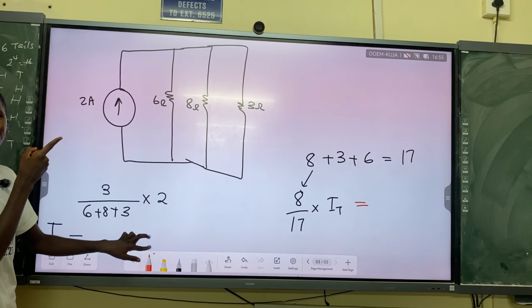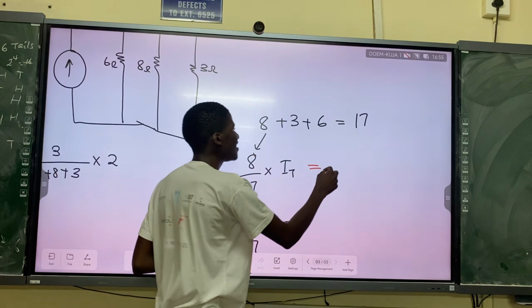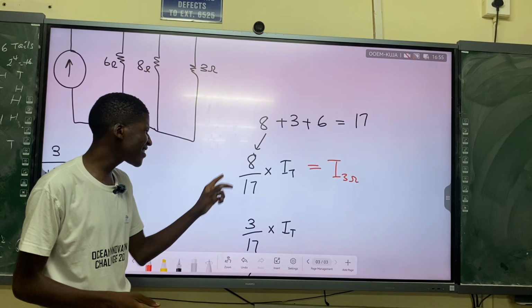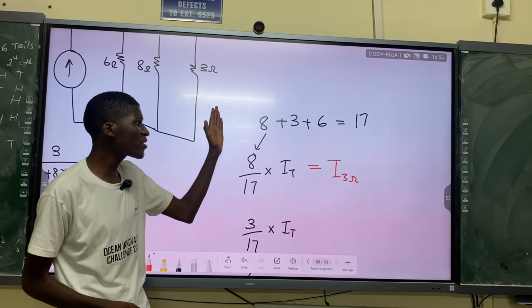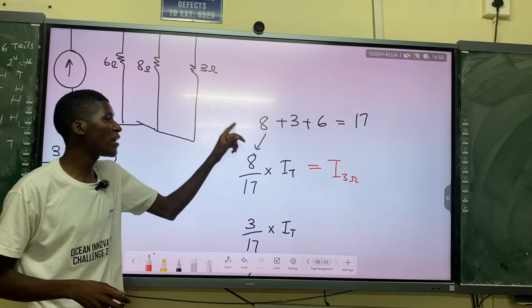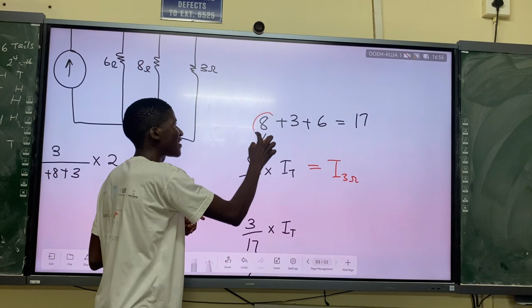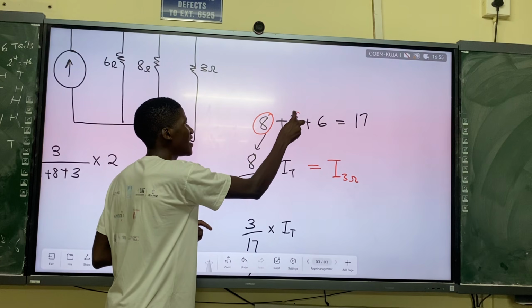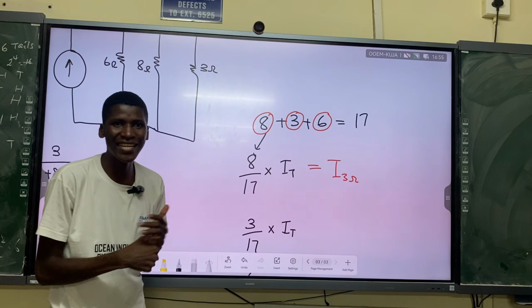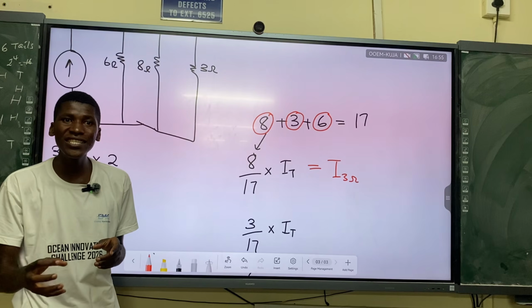For 3 ohms. So this 8 over 17 current is for which resistor? For 3 ohms. How do you see that? This is just a basic number: 8 over 17. First you add your ratio, first you add everything together. Then you would have 3 portions: 8 over 17 times the total current, 3 over 17 times the total current, 6 over 17 times the total current. The biggest portion goes to which one?